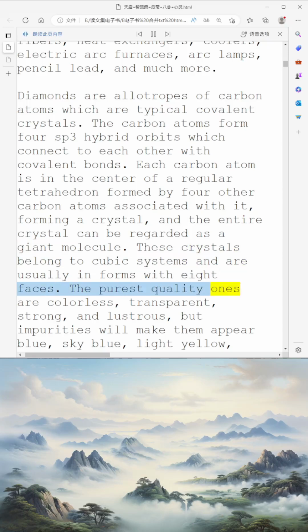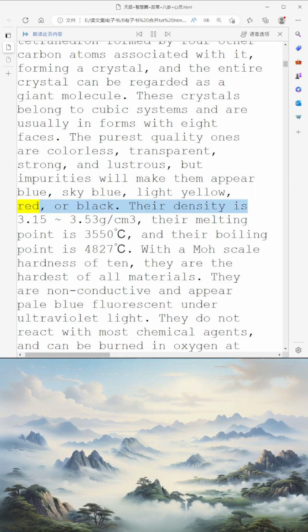The purest quality ones are colorless, transparent, strong, and lustrous, but impurities will make them appear blue, sky blue, light yellow, red, or black. Their density is 3.15 cm3, their melting point is 3550 degrees Celsius, and their boiling point is 4827 degrees Celsius. With a Mohs scale hardness of 10, they are the hardest of all materials. They are non-conductive and appear pale blue fluorescent under ultraviolet light.